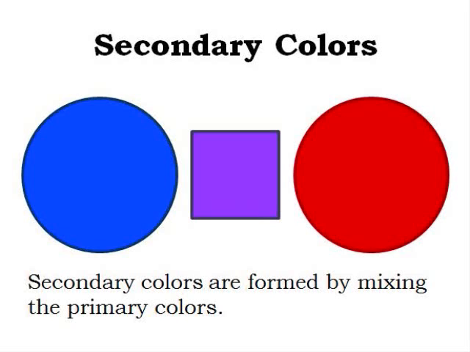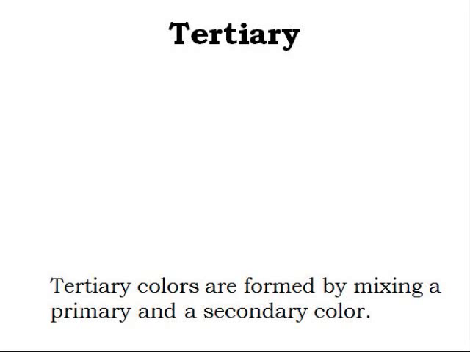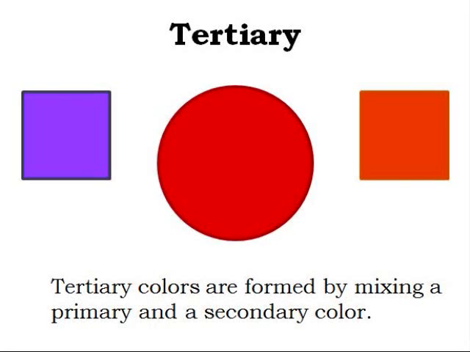The last color set we will be looking at is tertiary colors. Tertiary colors are formed by mixing a primary and a secondary color. Whenever we are naming a tertiary color, list the primary color first, then the secondary. Knowing this fact, what two colors can be formed from this color blending?